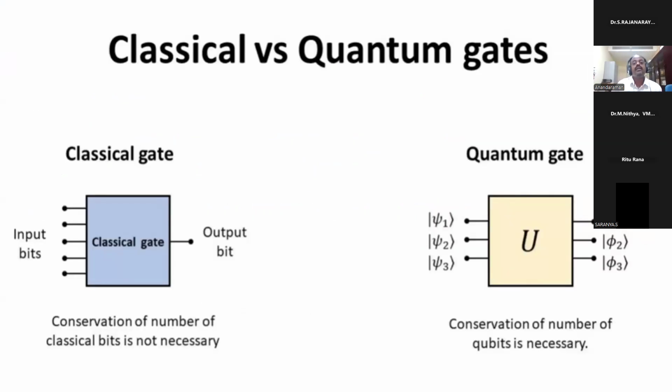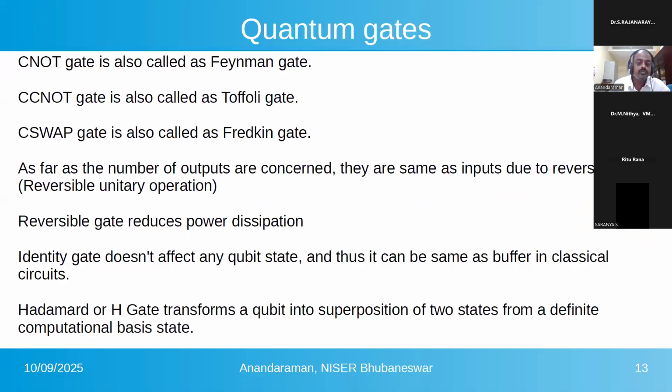In classical gates, the number of inputs and outputs is not the same. The number of inputs is more and the output is less, so it cannot be reversed. In quantum gates, the number of inputs and outputs should be the same. The CNOT gate is called the Feynman gate, after Richard Feynman. CCNOT is called the Toffoli gate. C-swap gate is called the Fredkin gate. These are some of the information. I will share the slides with you.